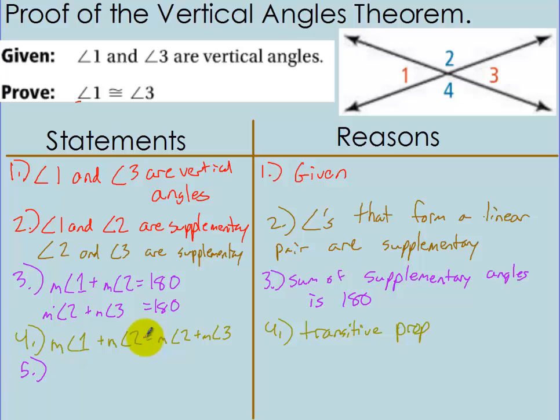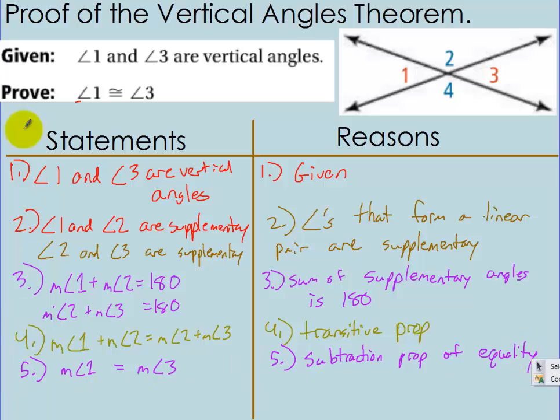All right, the next step here, step number 5. Well, now that I have those equal to each other, measure of angle 2 is on each side, so we can get rid of that. We can say measure of angle 1 equals the measure of angle 3. And why can we do that? Well, you subtracted measure of angle 2 on each side. So, subtraction property of equality.